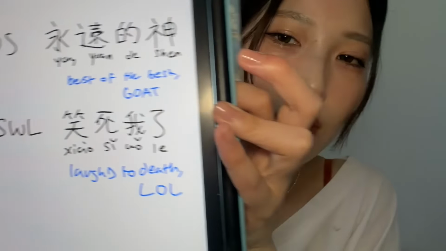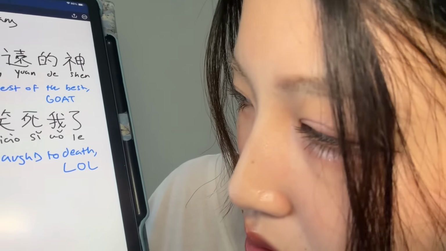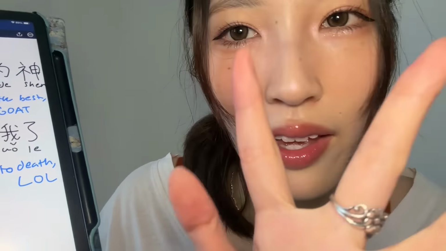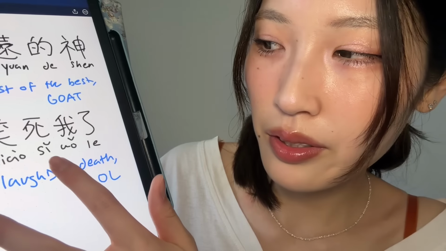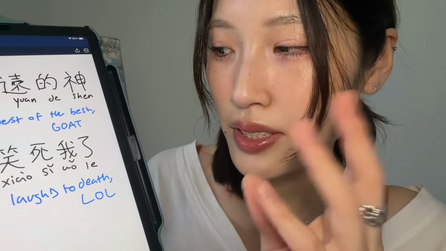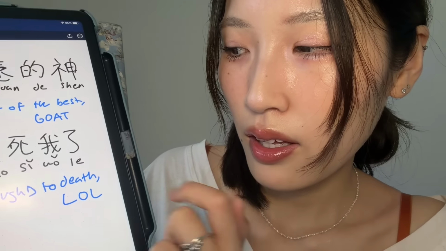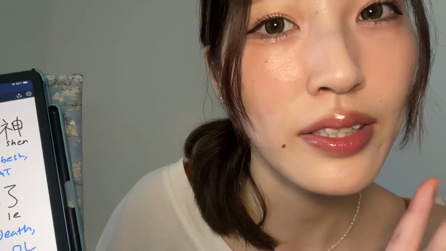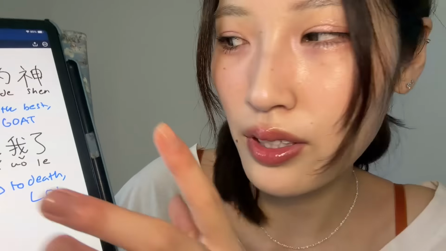And then this one, YXSWL. This means 笑死我了. Basically the equivalent of LOL, laughing literally to death. So 笑 is basically smile, laugh. 死 is the Chinese word for death. Kind of morbid here, but it's funny in this context. So 笑死我了. Okay, you know what? Why don't we repeat these?